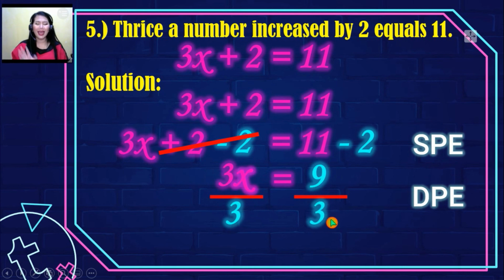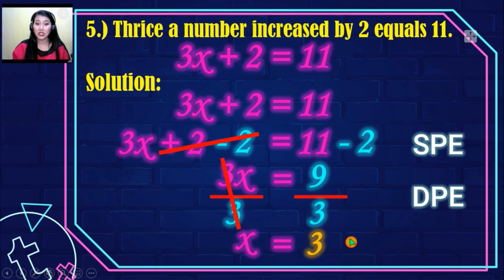Question, ma'am, why not any number? Like 7, 10? Kasi nga, di ba, ang katabi ni x ay si 3. So, you just have to cancel it out kasi 3 divided by 3 is just simply equal to 1. So, you will be left with x, copy equals, and then solve for 9 divided by 3. 9 divided by 3 is equal to 3. And that's our final answer.